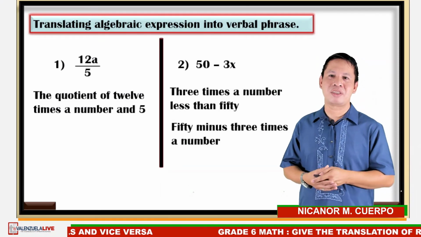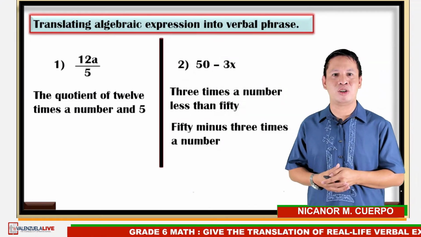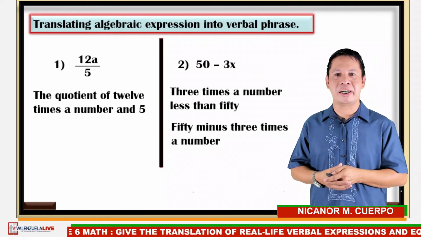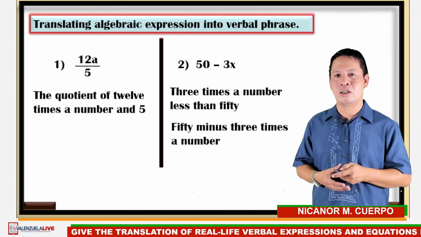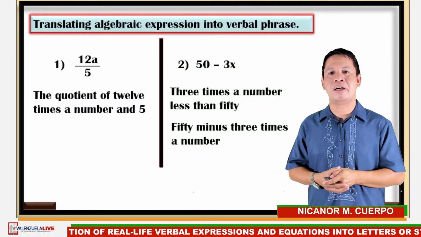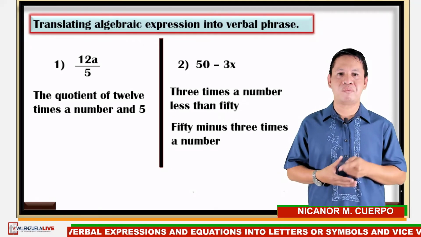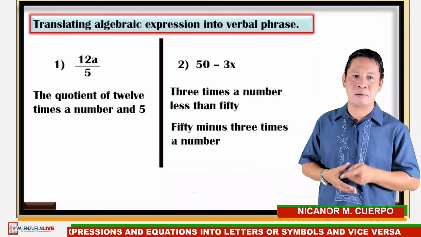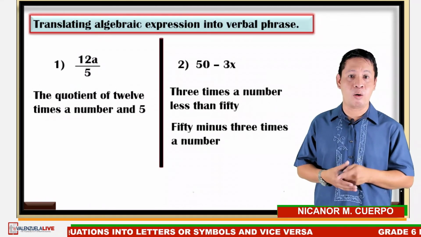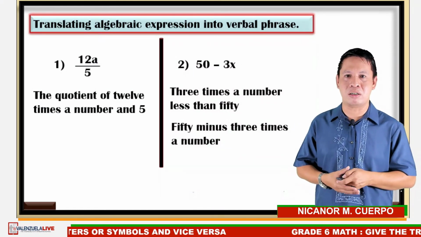Now, let us try to translate this algebraic expression into a verbal phrase. So 12a divided by 5. So, the quotient of 12 times a number and 5. For number 2, 50 minus 3x means 3 times a number less than 50, or 50 minus 3 times a number.